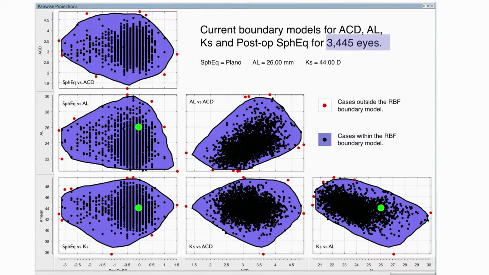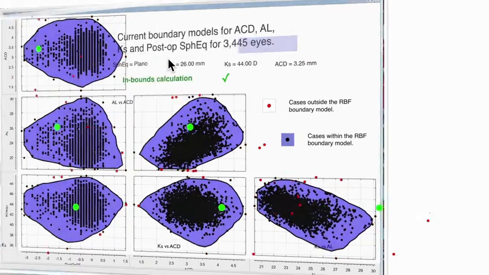And then you mix in K's of 44, and now you're still within bounds. And finally, a pretty normal ACD. This is an in-bounds calculation for a more or less normal eye. You have a 90% plus chance of being within a half a diopter of the refractive accuracy you're looking for.